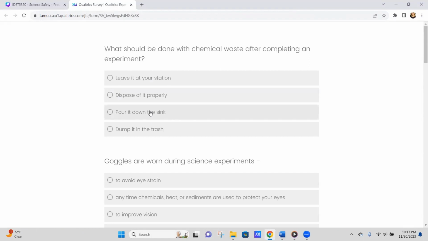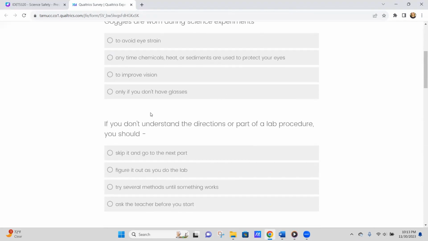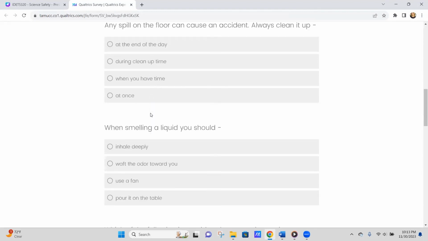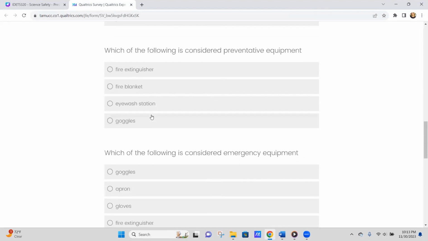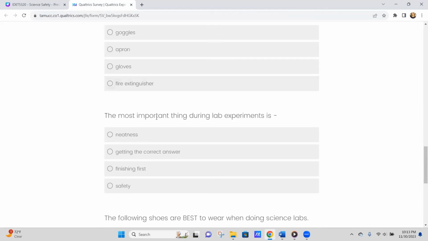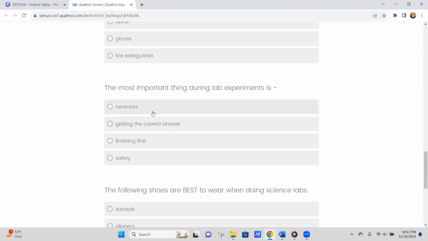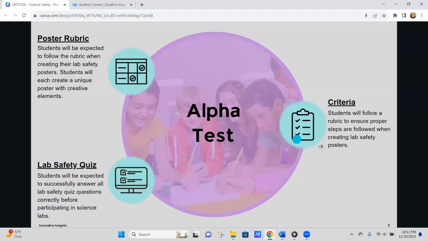Upon the students' completion, the students will be given a 10-question quiz to show knowledge of lab safety in the science classroom. The completion of the quiz will give immediate results to aid in the data analysis to analyze clear understanding of science safety.